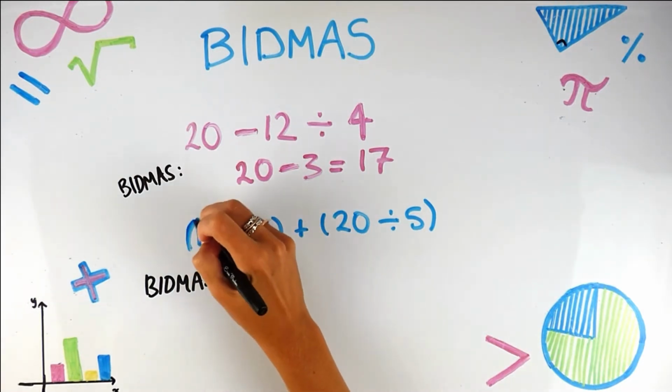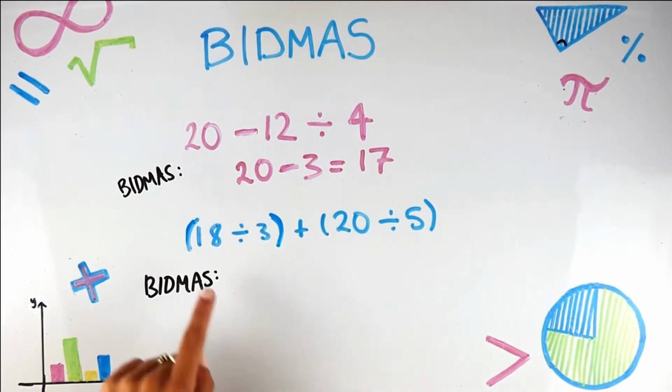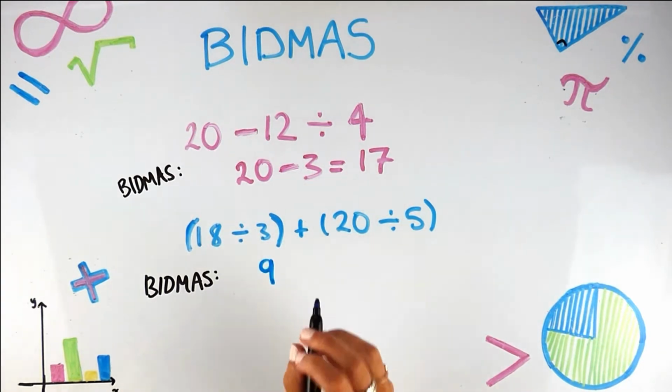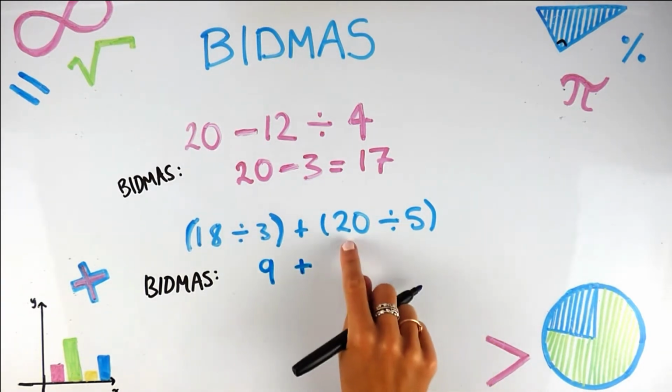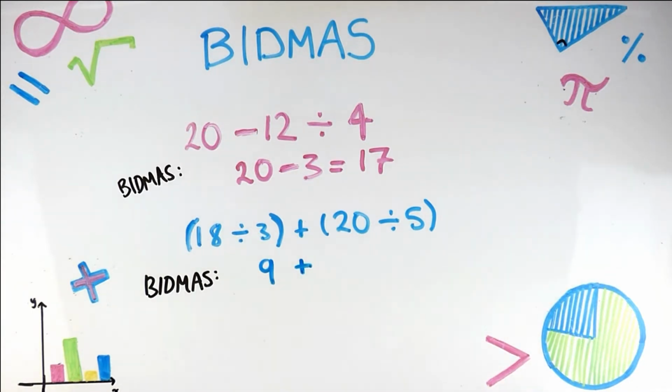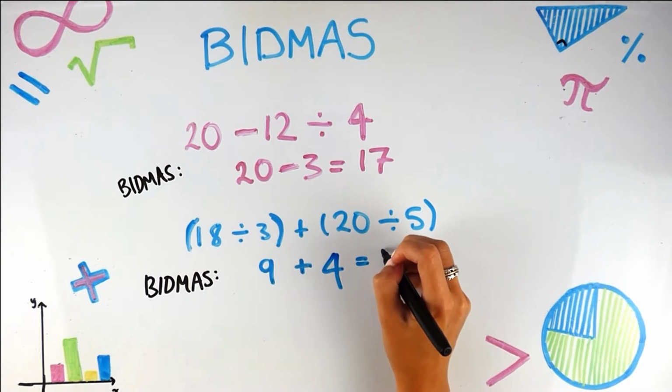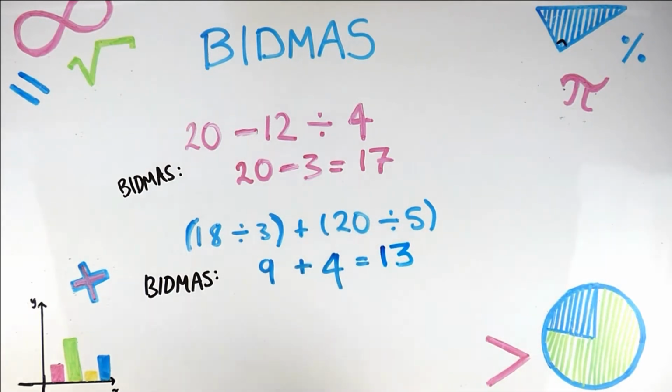So in this bracket, I have 18 divided by 3. There's only one operation there, so I'm just going to do 18 divided by 3. Plus, what about this bracket? 20 divided by 5. Again, there's only one thing I can do there, which is 20 divided by 5, because there's only one operation, which is 4. And then, one thing I can do here, addition, 9 plus 4, 13. Unlucky. Okay, so that's an example of breaking down. You've got brackets, but then you've got something else to do in the bracket.